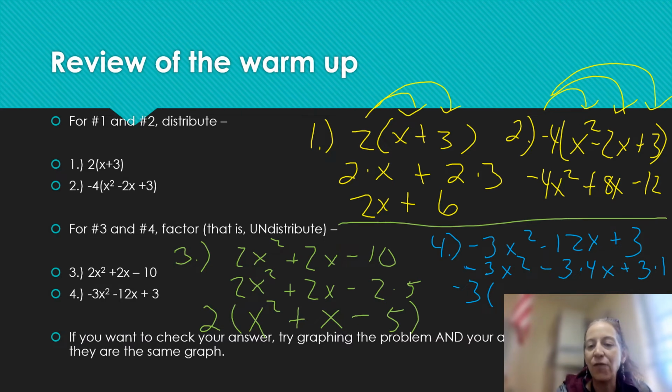And if I have a negative 3x squared and I take the negative 3 out, I will be left with x squared. If I have negative 3 times 4x and I take the negative 3 out, I'm going to be left with a positive 4x. And then this last one, we want to be really tricky. We're going to take out the negative 3.